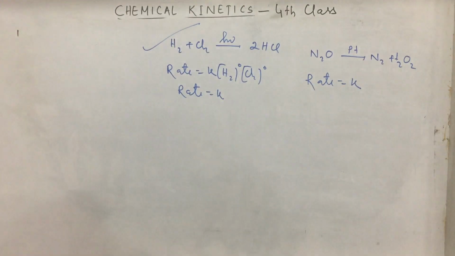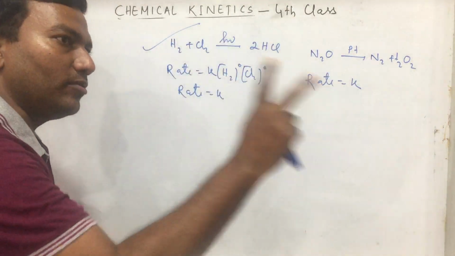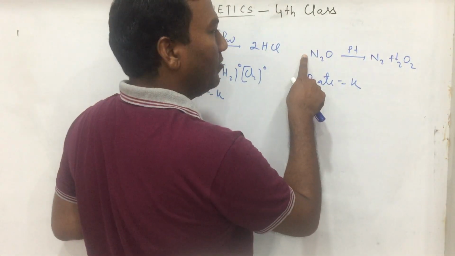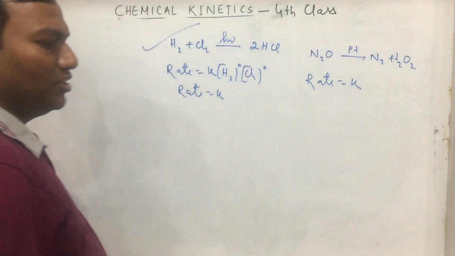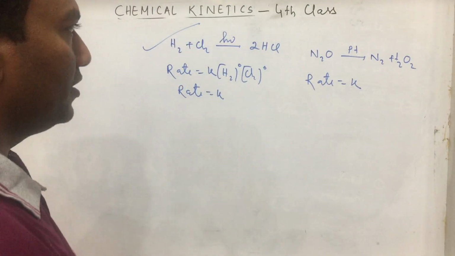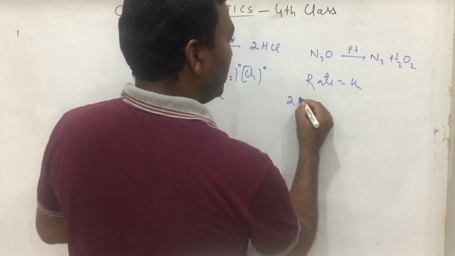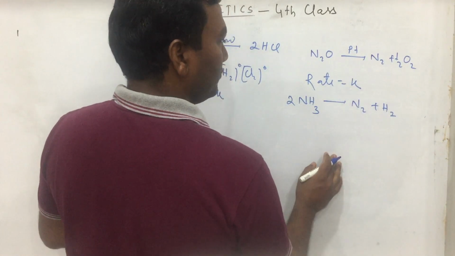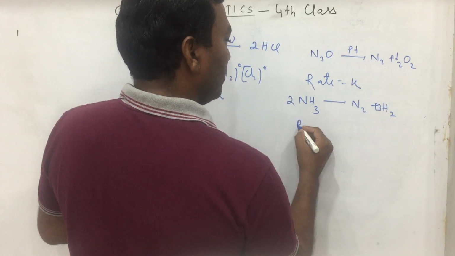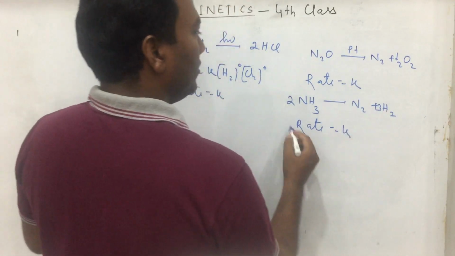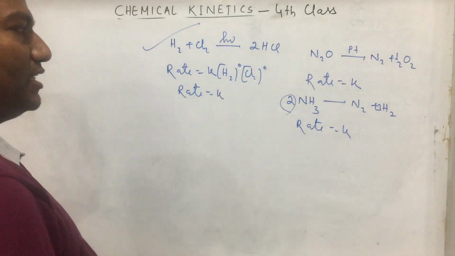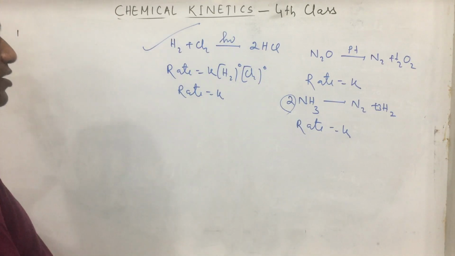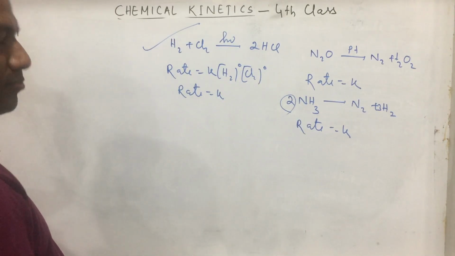So here, what is its molecularity? Molecularity is 1, unimolecular. But what is the order? Order is 0. Clear? Similarly, another one: decomposition of ammonia. Ammonia gives rise to N2 plus H2. Yes or no? So rate equals only k. The molecularity is 2, but the order is 0. Clear now? So these are different examples of zero order reactions.